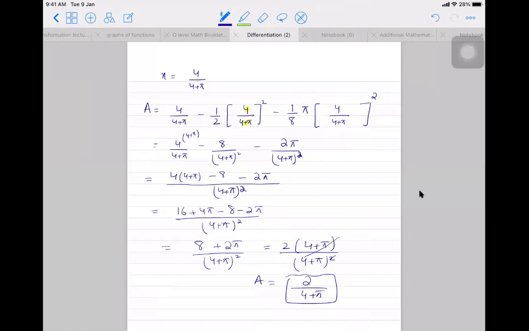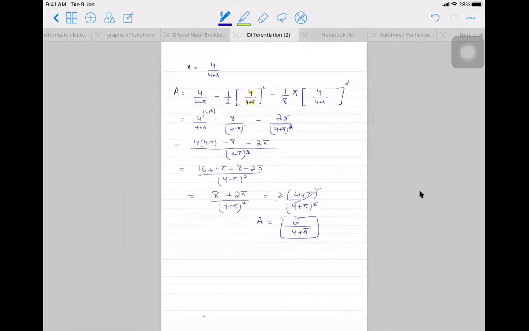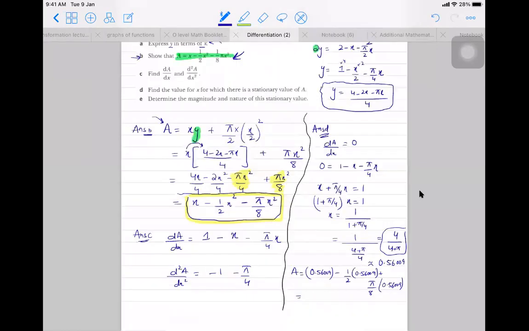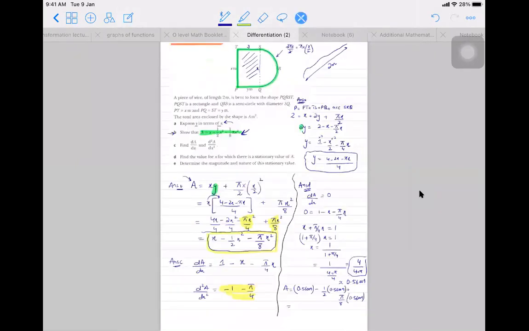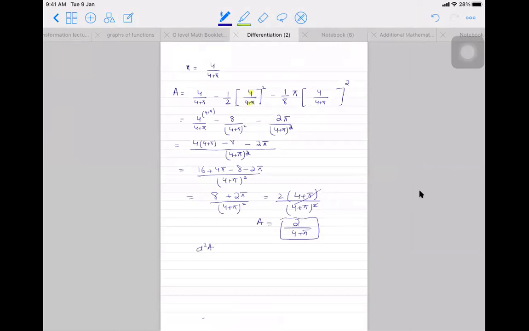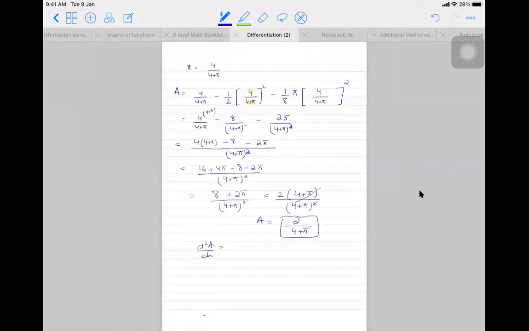Okay, now if I want to find the nature of this stationary point, what am I going to do? I did find the second derivative. The second derivative was coming out to be minus 1 minus pi by 4. This does not have any x value. So irrespective of the value of x, this is always going to be a maximum value. Since the second derivative of the area is equal to minus 1 minus pi by 4, which is a negative value itself, the area, the stationary value, is a maximum value.